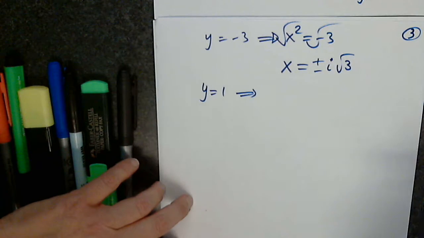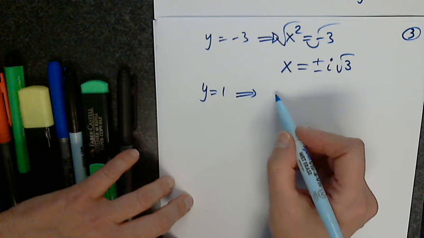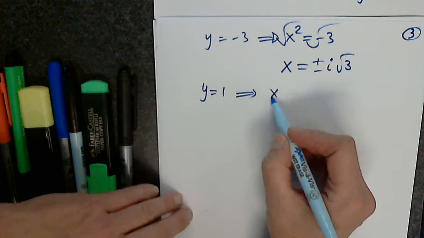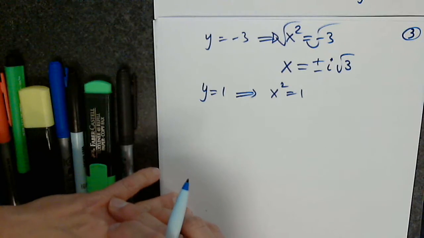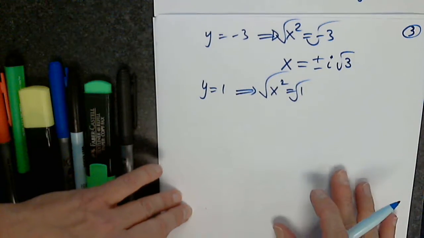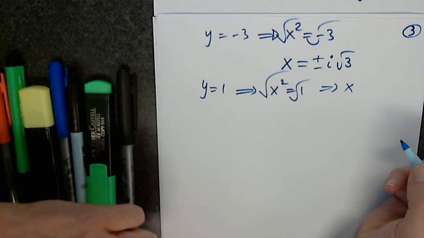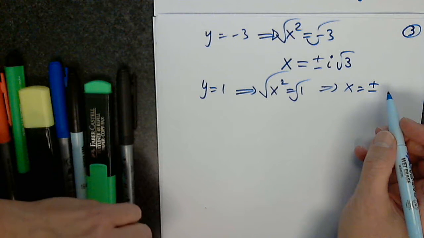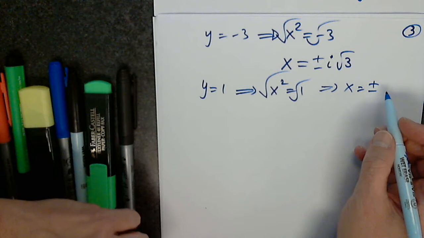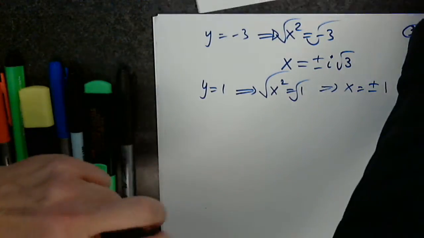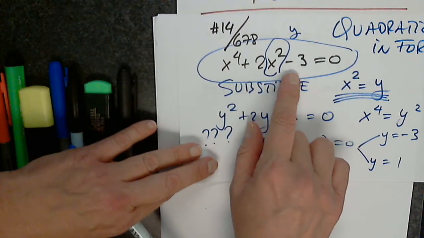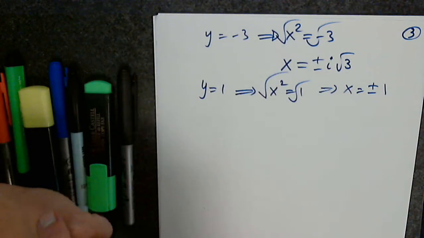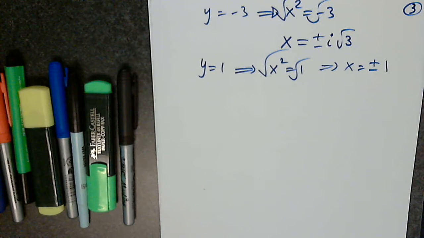So what is the second equation? When I say y equals 1, what do I really mean? x squared equals 1. Excellent. What do I do now? I take the square root from both sides, and from here, what do I get? Very good. How many solutions did we expect? 4. How many solutions did we get? 4. Good. Perfect.